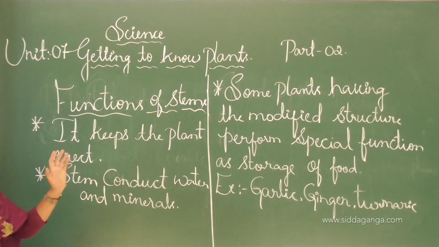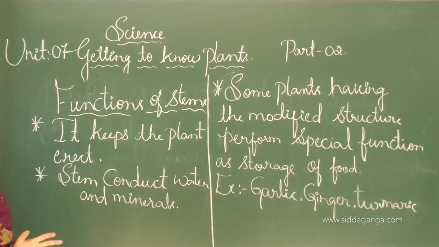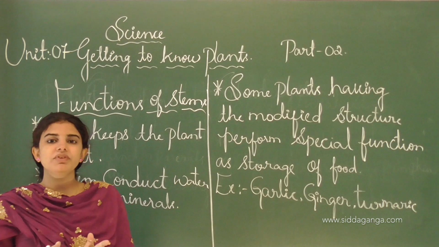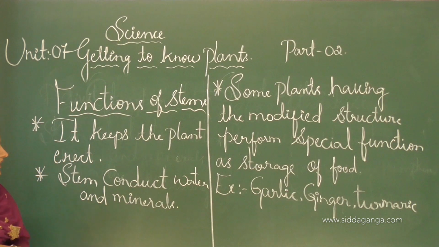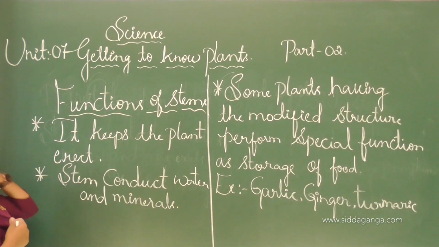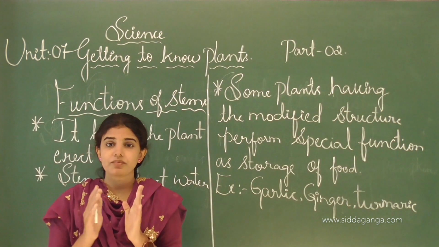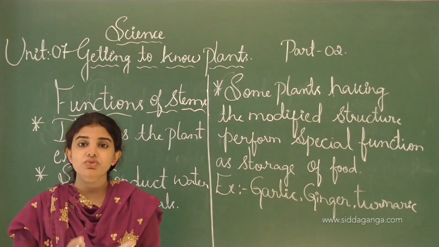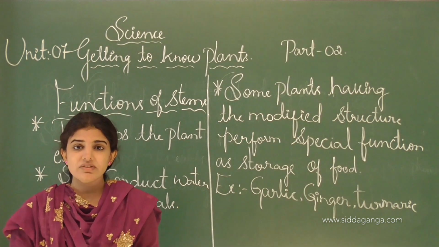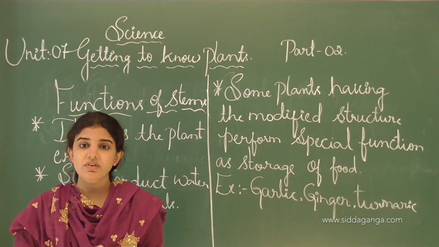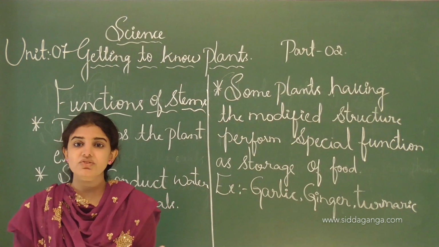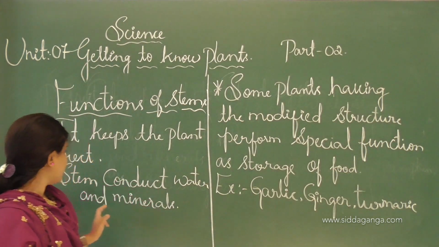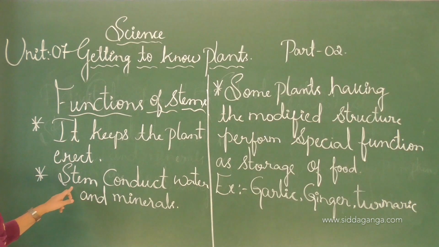Once again I will tell you the functions of the stem. It keeps the plant erect. The stem is responsible for keeping the plant in an erect position in a straight way, and the stem will conduct the water as well as the minerals. In the stem there are narrow tubular structures, the xylem as well as the phloem, which are responsible for conducting the water as well as the food and minerals from the root through the stem and circulating through the plant body. So this is the second function, where the stem conducts the water as well as the minerals.